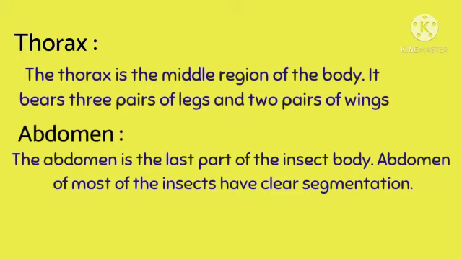Next, abdomen. The abdomen is the last part of the insect body. Abdomen of most of the insects have clear segmentation. Segmentation means the small lines will be there in the body. So you can see the pictures. So what are the three parts in the insects? Head, thorax and abdomen.